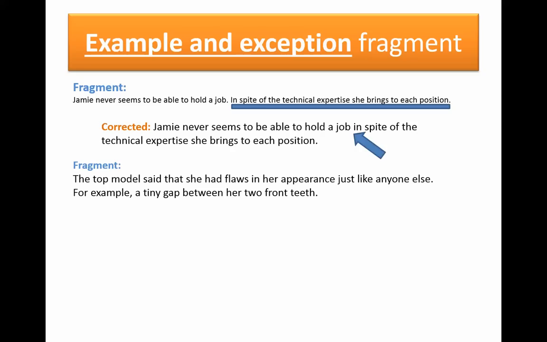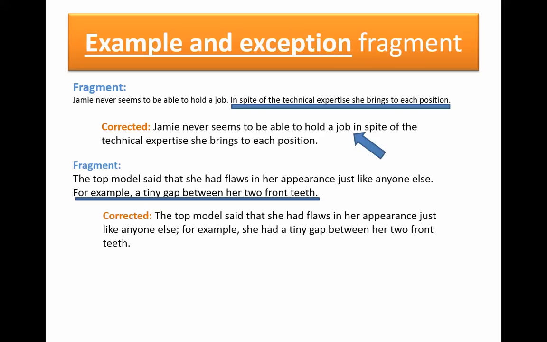The top model said that she had flaws in her appearance, just like anyone else. For example, a tiny gap between her two front teeth. The first sentence is a complete sentence. The second is not. Again, run the door test on it, and it fails. We can correct the sentences by adding them together. The top model said that she had flaws in her appearance, just like anyone else. For example, she had a tiny gap between her two front teeth.